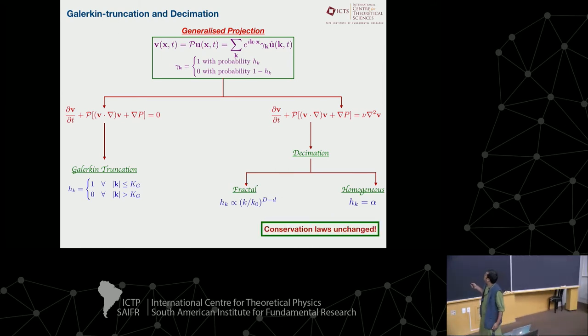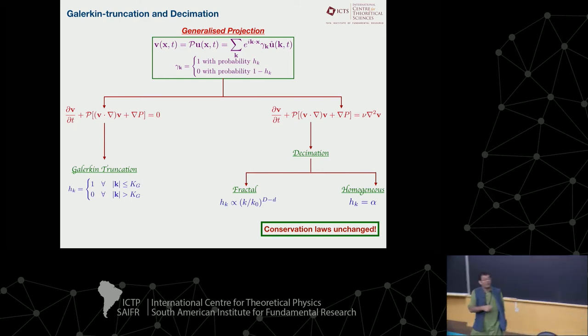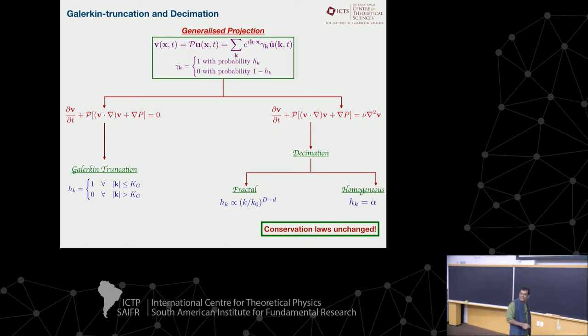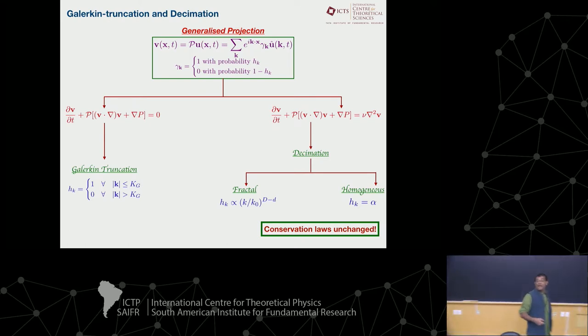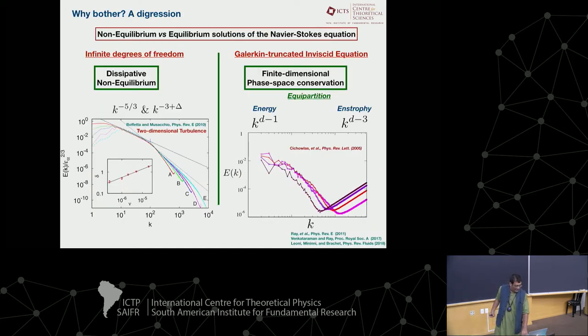The important thing here, I won't go through the maths right now, but happy to discuss later, is that given that this is really a Hermitian projector, the conservation laws remain unchanged. So I can begin in any d-dimensional system, and I can reduce either my dimension or homogeneously my degrees of freedom with the same conservation laws. And I'd just like to mention a quick digression.